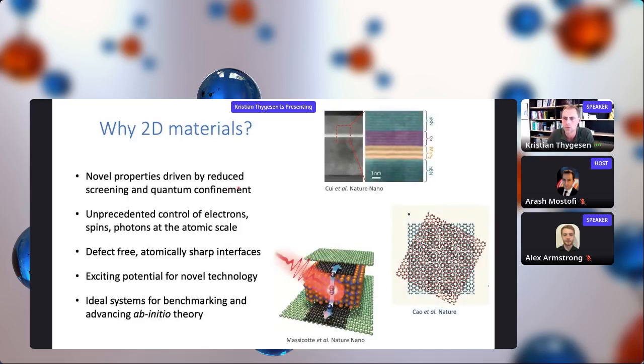So why are we interested in two-dimensional materials? There are lots of good reasons. I've listed some of them here, but it's really because these 2D materials host some really interesting types of quasi-particles: electrons coupled with photons, electrons coupled with each other, electrons and holes, Cooper pairs. All these types of quasi-particles exist in these two-dimensional materials, and they can really be tuned to a level that cannot be achieved by conventional materials.